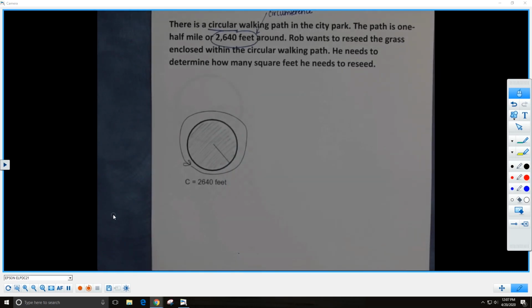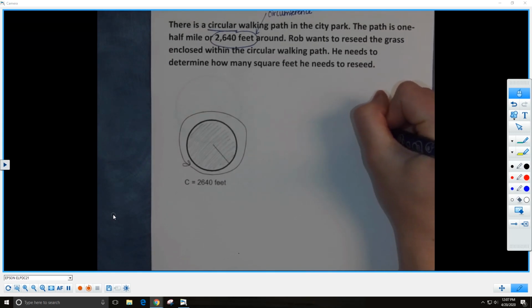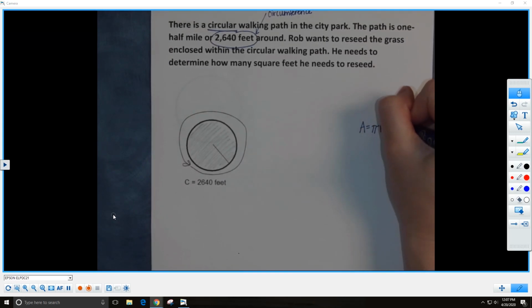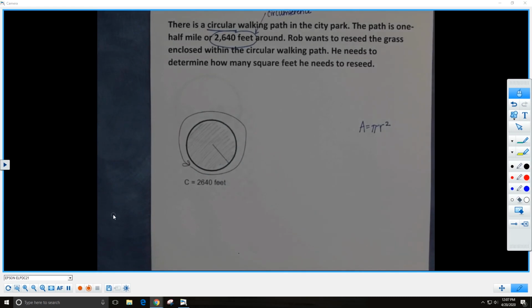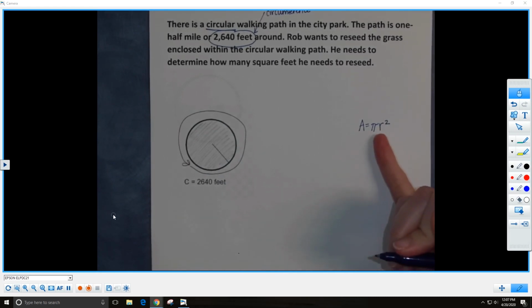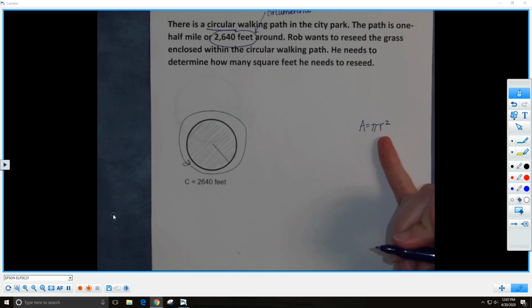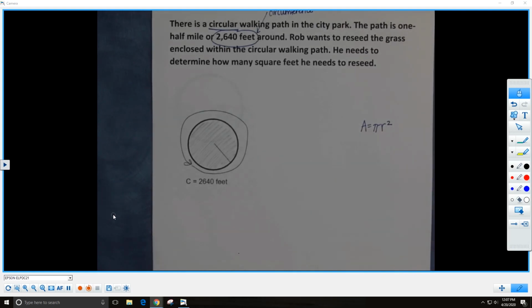So what do we need to know if we're going to find the area? Remember the formula for area is pi r squared. So what do we need if we're going to determine the area? Right, we need the radius. We have to know what the radius is in order to find the area here. But we're given the circumference. So how can we find the radius if we've been given the circumference?